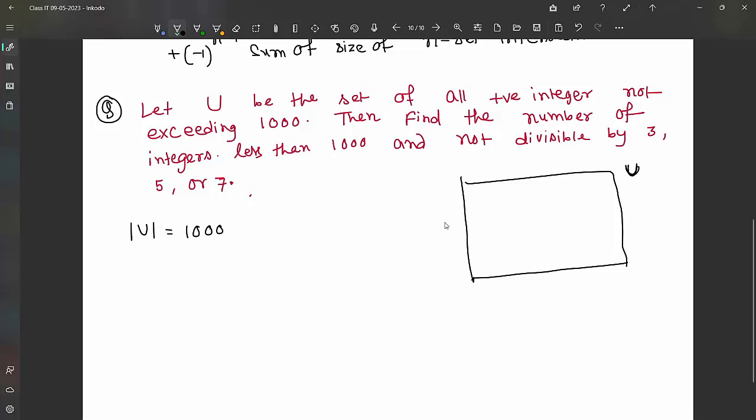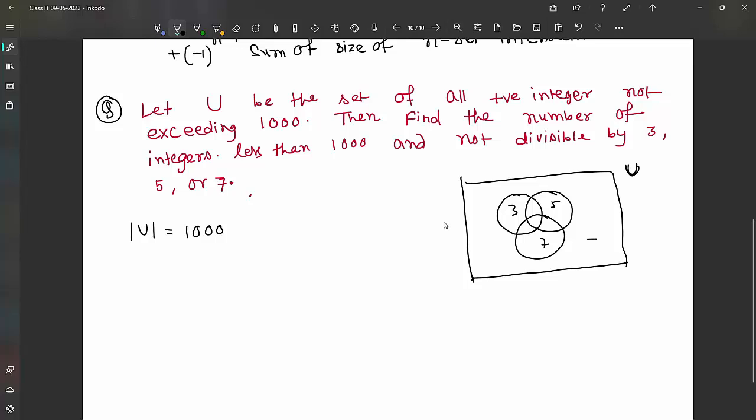1000 integers are there, positive integers starting from 1 to 1000. And we need the integers which are not divisible by 3, 5 or 7. If we take the A set as divisible by 3, B set as divisible by 5 and C set as divisible by 7, then the union set is divisible by any of 3, 5 or 7, and the outside set is not divisible by any of these.